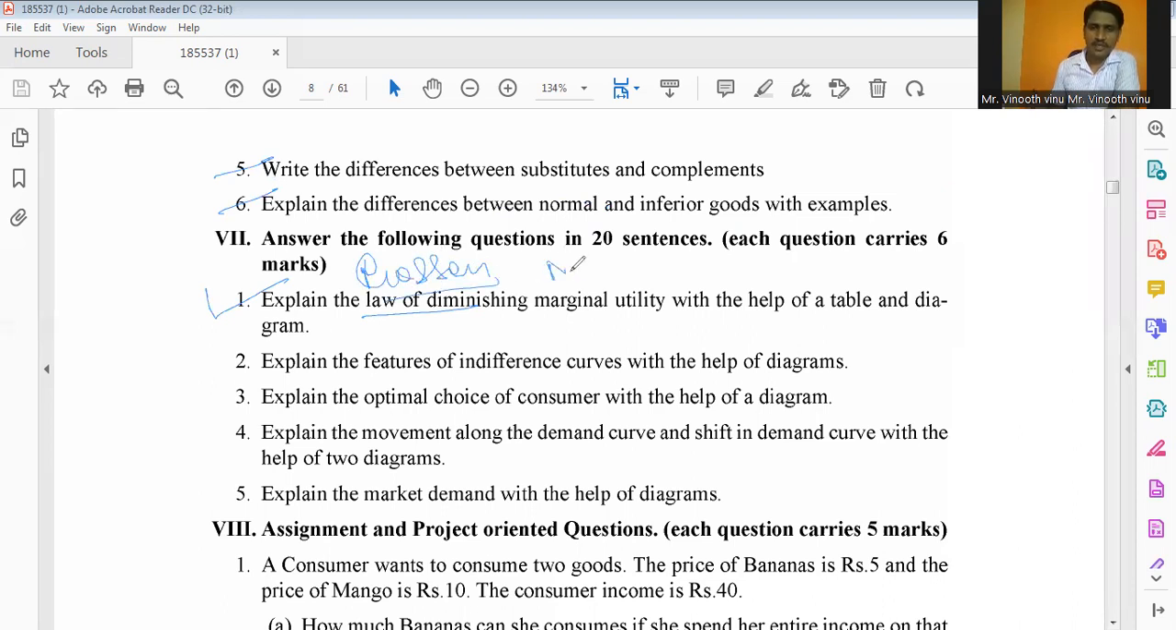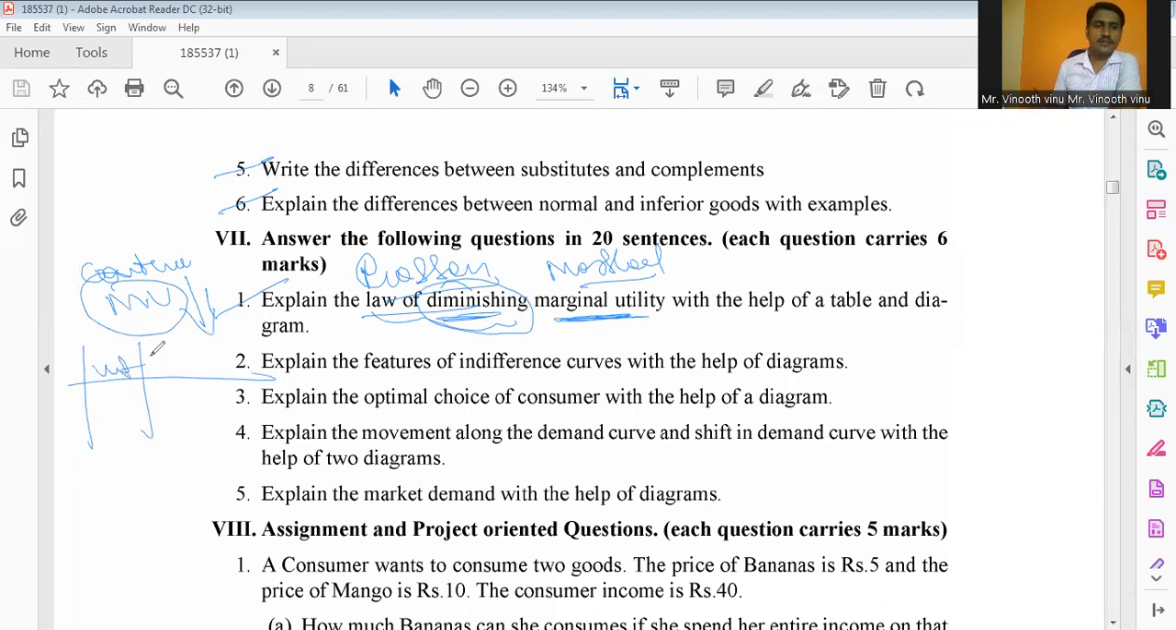Who popularized? Marshall. Third sentence. Two sentences completed. Then you come for the meaning. As the consumer consumes units of a commodity continuously, the marginal utility obtained goes on diminishing. That is called the law of diminishing marginal utility. It is explained with the help of the following example and table.